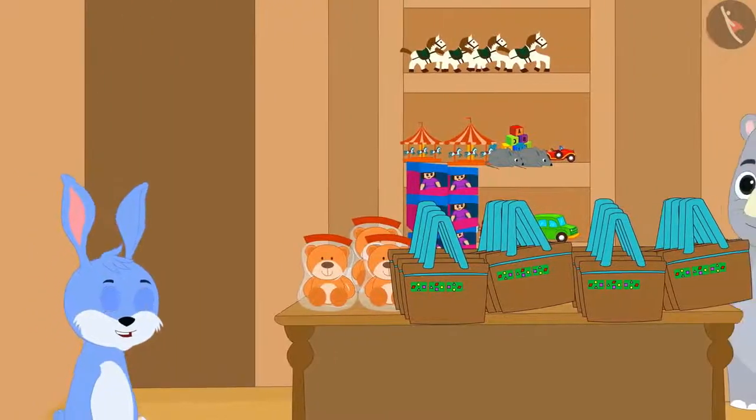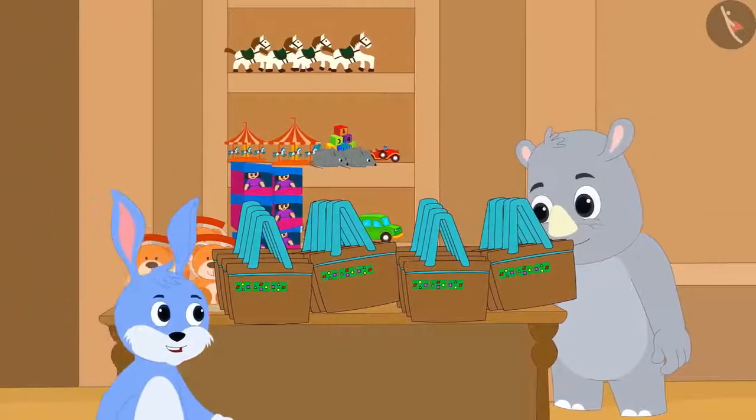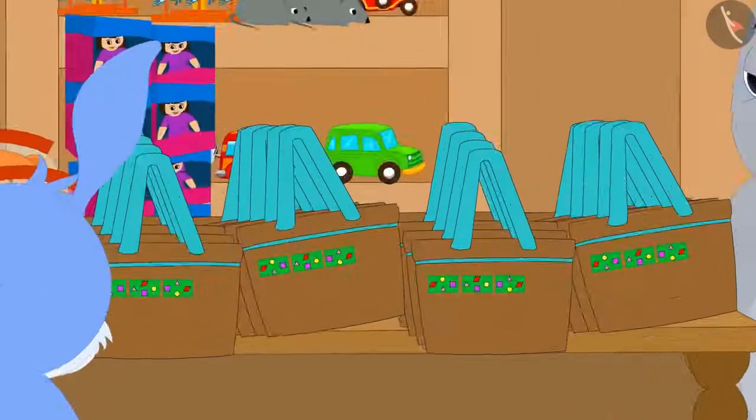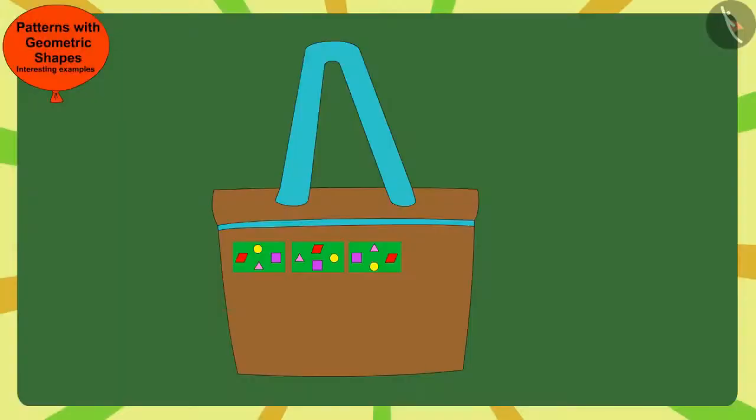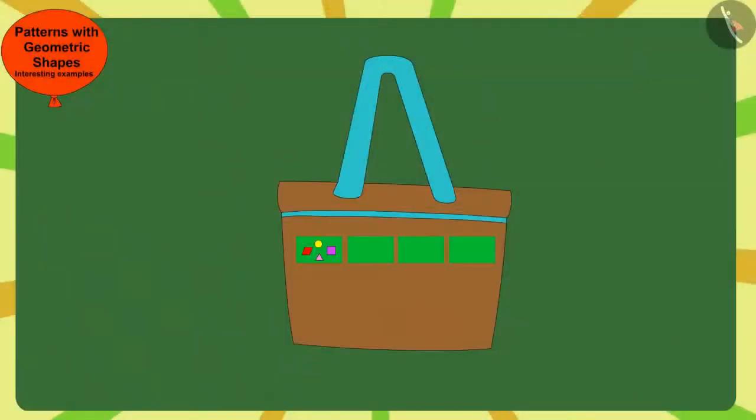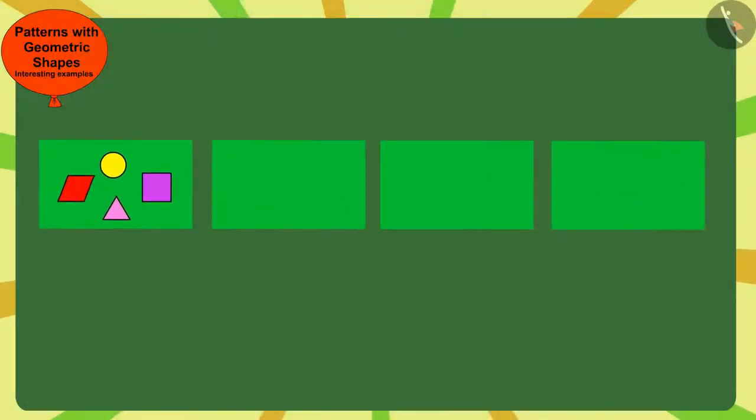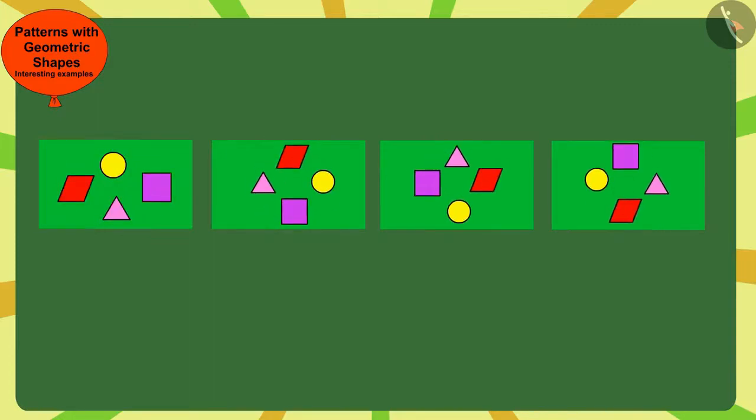The next day, when Bunny went to Gaggu's shop, he noticed that Gaggu is now selling bags of this new pattern. Children, can you find the rule of this pattern and complete it? Stop the video and find a solution quickly. Here, each time Gaggu has made this pattern by rotating this rectangle a quarter in the clockwise direction.